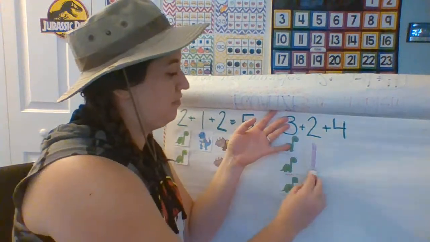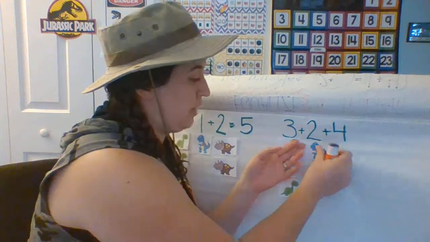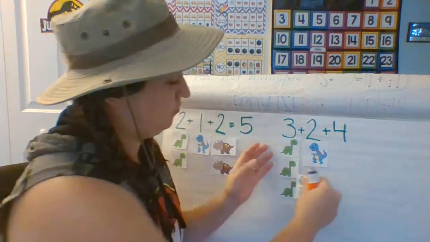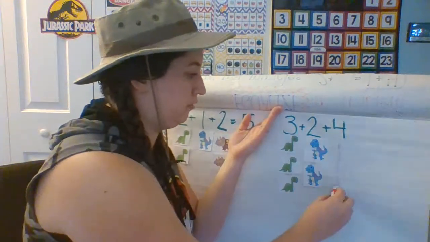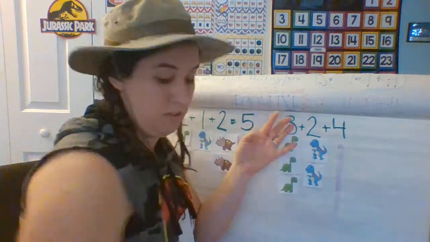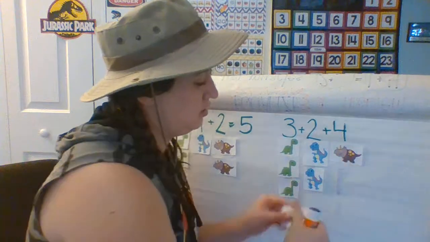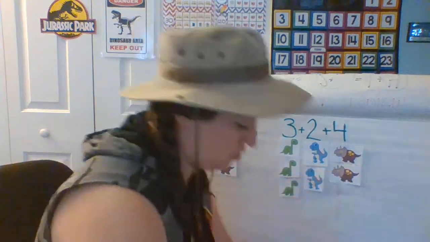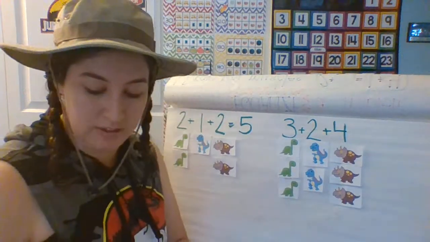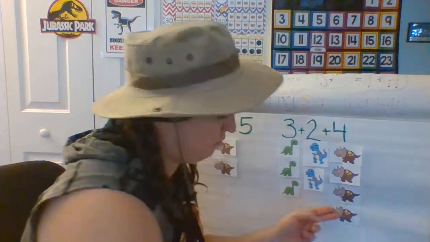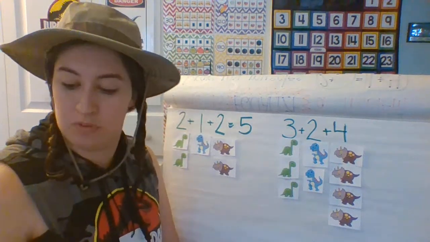We have 2 blue dinosaurs. And we have how many of the last one? 4. We have 4. Okay. 1, 2, 3, 4. Let's figure out how many we have all together now.